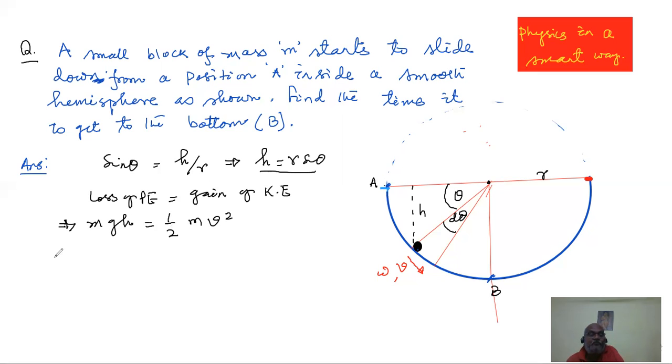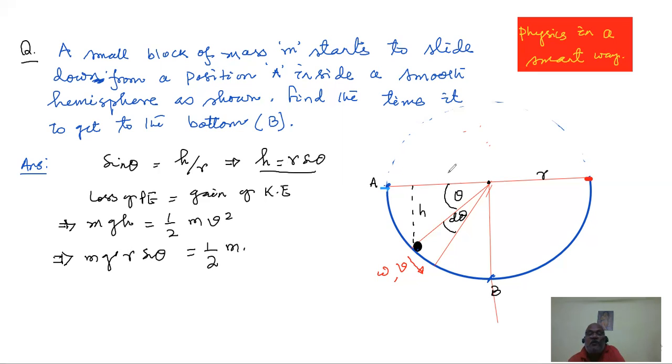Now, putting in the things, substituting things, we know h can be replaced as r sine theta. So we are replacing h as r sine theta. On the other side will be equal to half mv square.